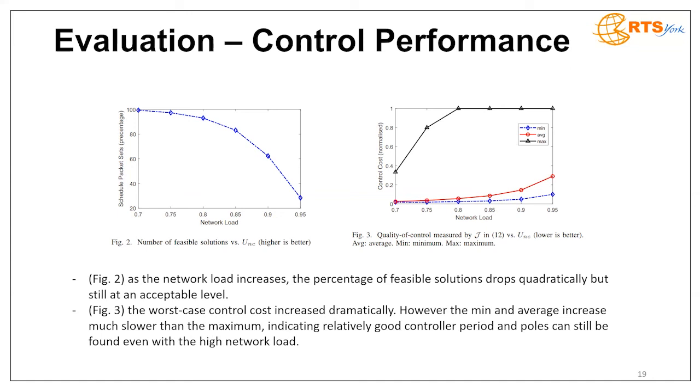From the right-hand side, we have a figure showing the normalized control cost in regards to the total network load for non-control packets. The worst case control cost increases dramatically. However, from the diagram, we can see that the minimal and average increase much slower than the maximum value, which means a relatively good control period and pause can still be found with the optimization solver, even when the network workload is high.